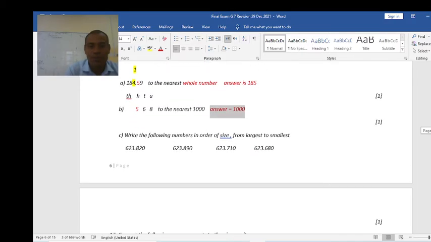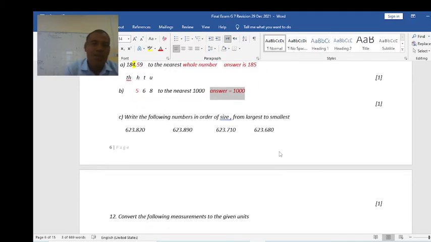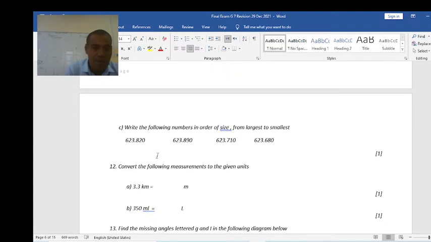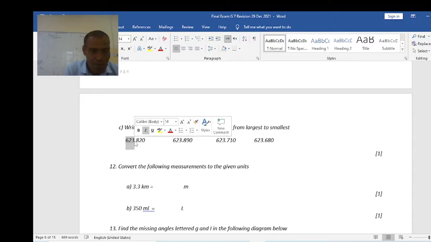Now we'll write these numbers from largest to smallest. I will read the numbers. Okay, 623.820, 623.890, 623.710, and 623.680. So the largest one is what, my learners? Don't look at the first 3-digit numbers because they have the same value.